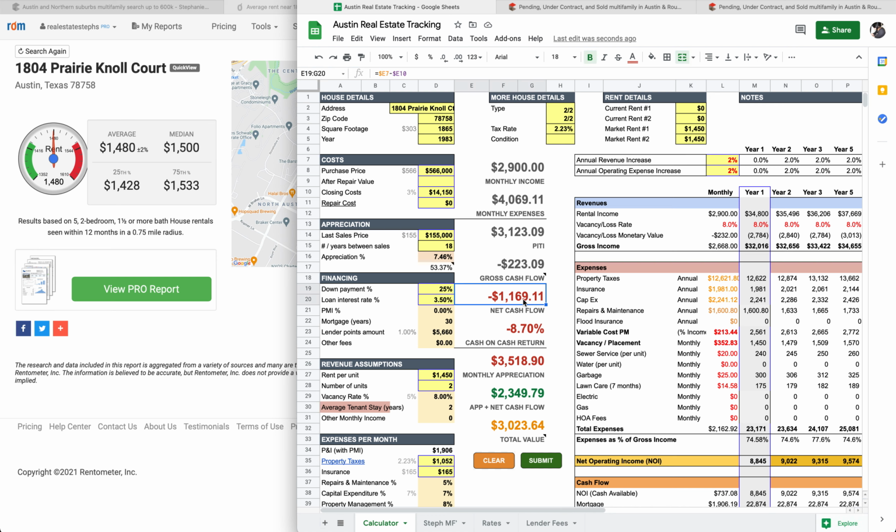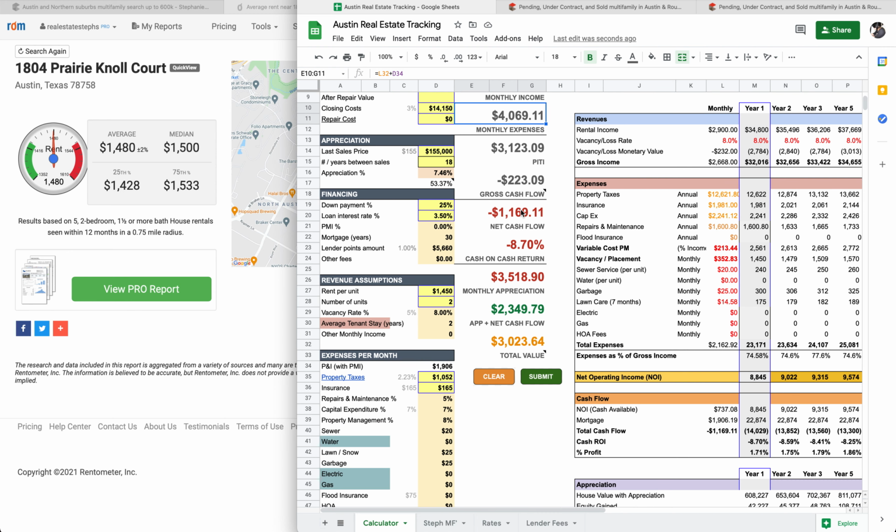It gives me what the net cash flow looks like. So net cash flow being basically, what this calculates is, okay, this is what my monthly income is, right? Which is 1450 times 2, which is 2,900. It calculates what my monthly expenses are. So this takes into account everything.